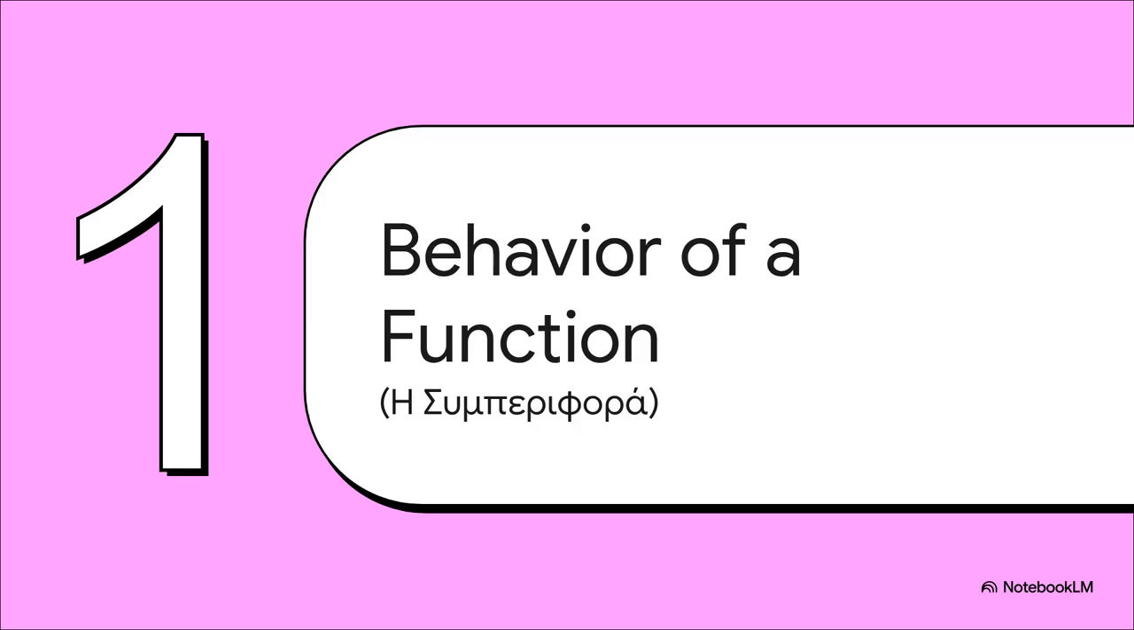It all boils down to a pretty simple observation you can make just by looking at a graph. As you move your eyes from left to right, is the line always going uphill, or is it always going downhill? This simple commitment to one direction is what we mean by its behavior.